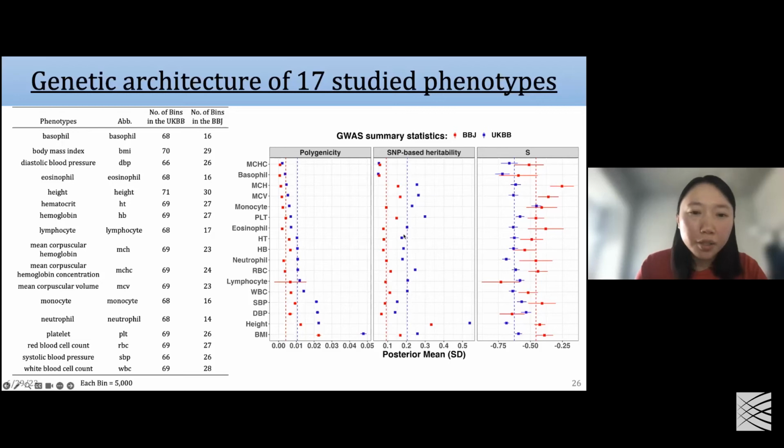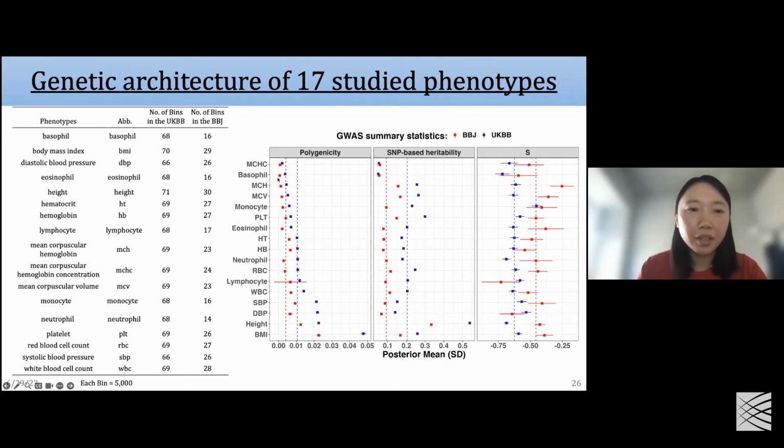So across those three estimates, we can say the genetic architecture of these study phenotypes greatly varied. Traits like MCHC, MCH, and MCV show quite low polygenicity compared to traits like height and BMI. Also, comparing BBJ in red and UK Biobank in blue, we see the estimates of both polygenicity and heritability are lower in BBJ, which is likely due to the sample size in BBJ being much smaller.